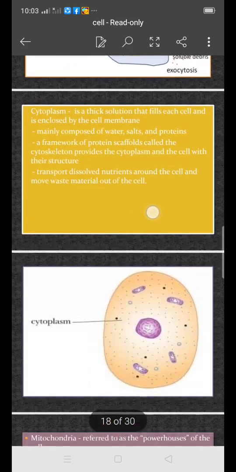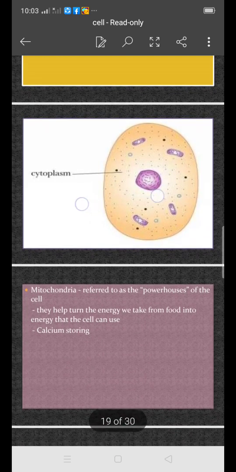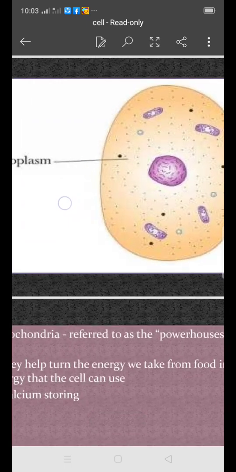And we have also cytoplasm. It's a thick solution that fills each cell and is enclosed by the cell membrane, mainly composed of water, salts, and proteins. A framework of protein scaffolds called the cytoskeleton provides the cytoplasm and the cell with their structure. It transports dissolved nutrients around the cell and moves waste material out of the cell. So this is the image of cytoplasm.